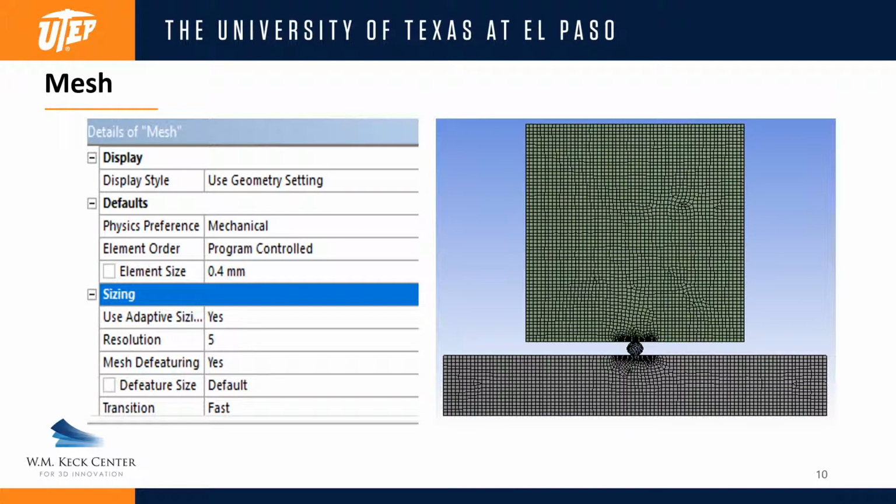So then for the mesh, I had a lot of trouble trying to do a fine mesh that would let me run the simulation properly. Usually I was getting the error of limitation of elements. So I had to play with the resolution, the adaptive sizing, and the element size. At the end, I went ahead and used an element size of 0.4 millimeters with adaptive sizing and a resolution of 5. This was for the entire geometry.